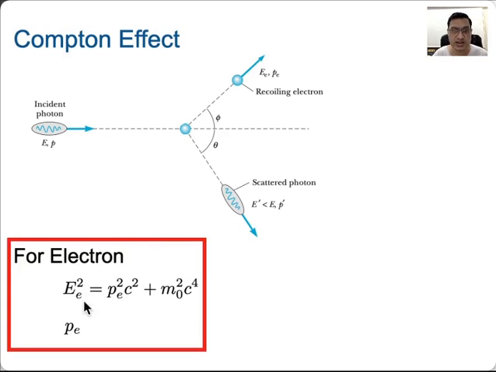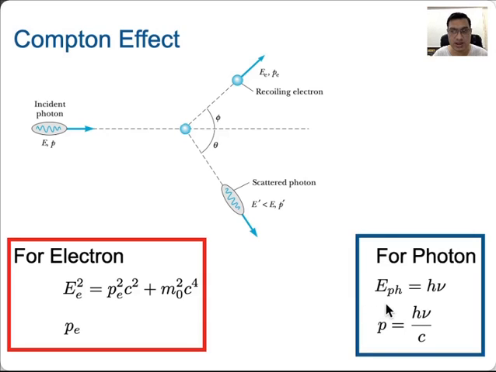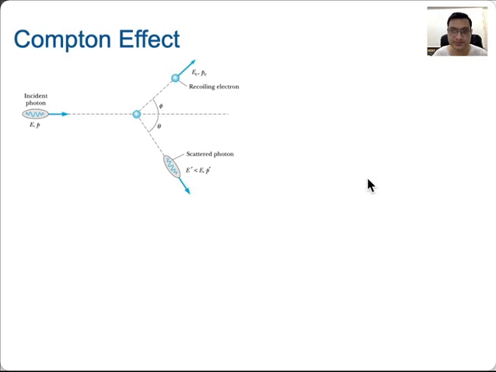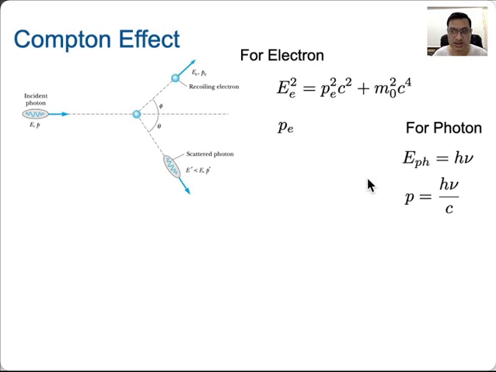So for the electron, the total energy is E squared equals P squared c squared plus m0 squared c to the power 4. That's what we have seen. And this is the momentum. And for the photon, the energy is h nu, and the momentum of the photon is h nu over c. So this is what we have seen.